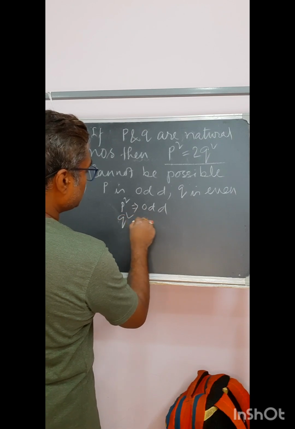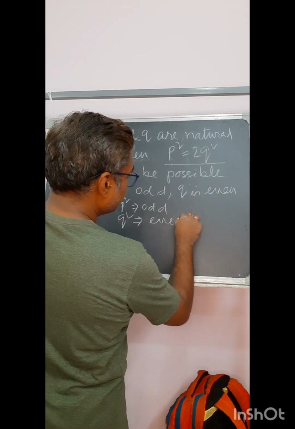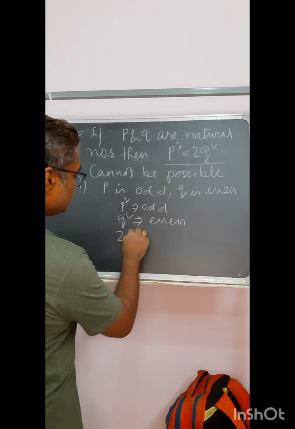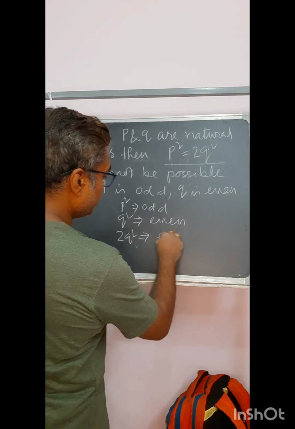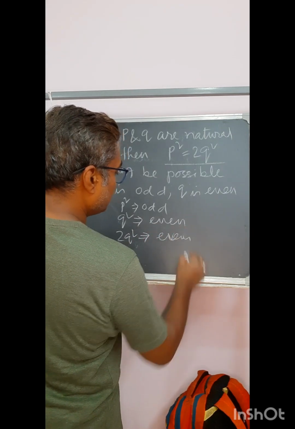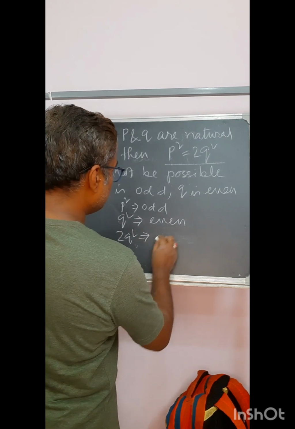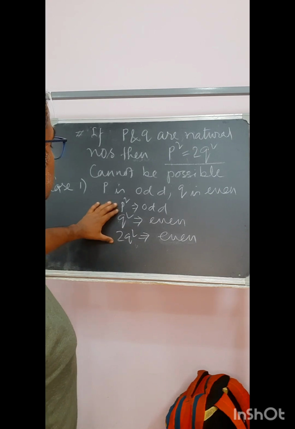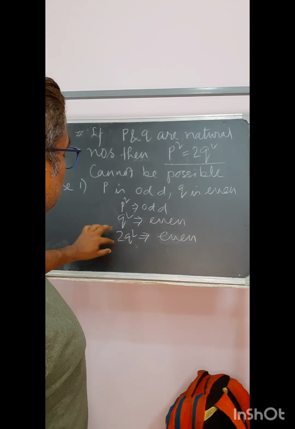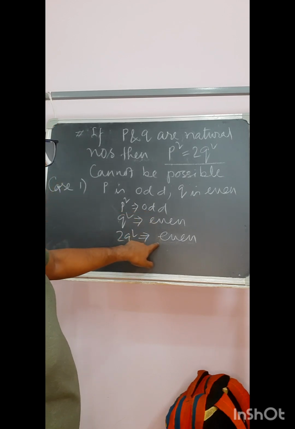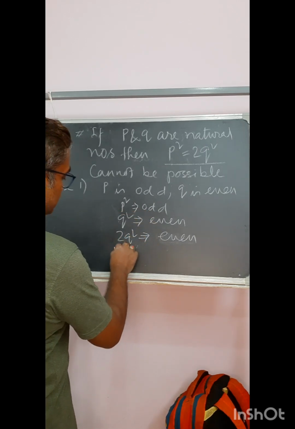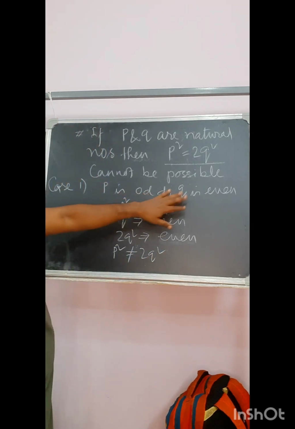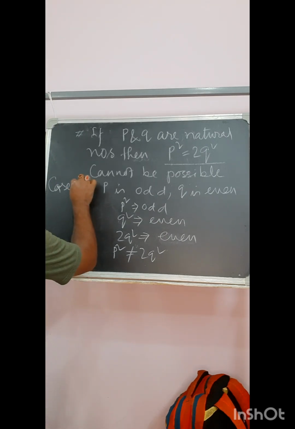and Q square is even. So that implies that 2Q square is also even. So here also the same condition is coming. P square is equal to 2Q square, but odd and even cannot be the same. So it implies P square cannot be equal to 2Q square for this condition. Now this is case 2.